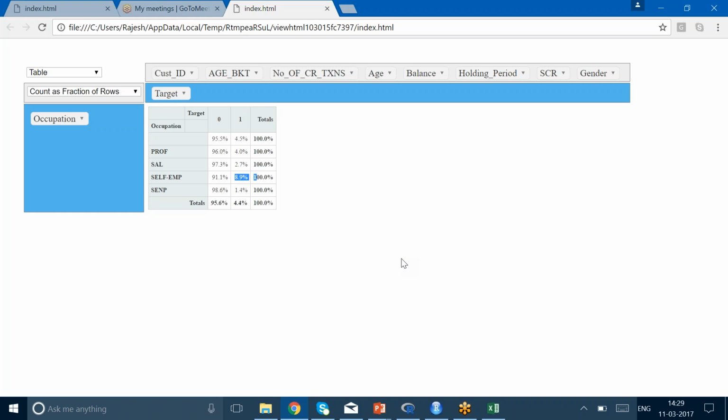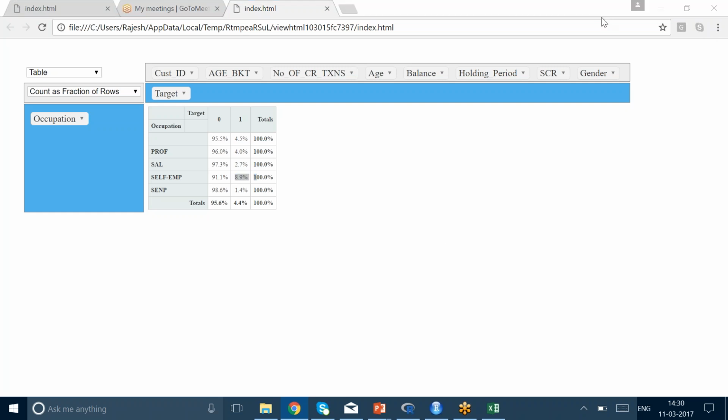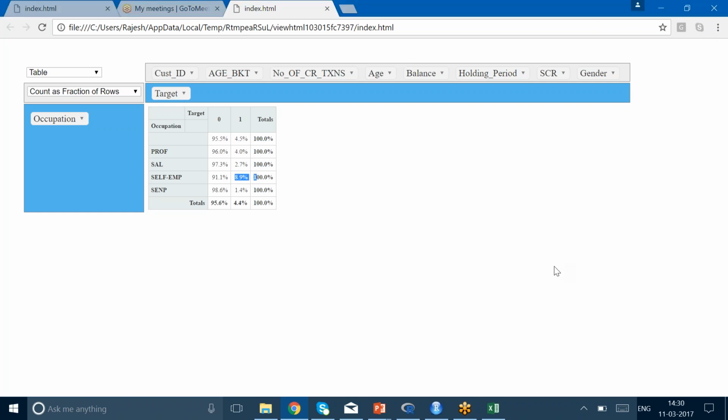Are there any questions at this point of time? Because if this is not clear, then there's no point in my proceeding and explaining the entire logistic regression.